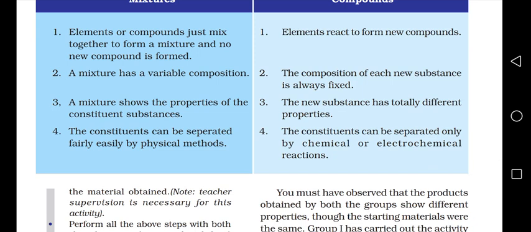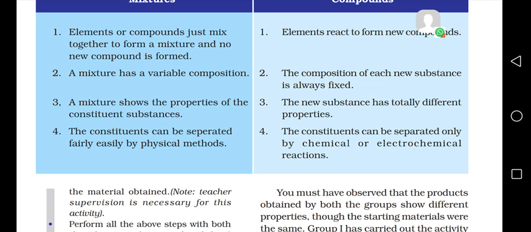Now third one, a mixture shows the properties of the constituent substances. A mixture shows the properties of whatever it is made of. But in the case of compounds, because a new substance is formed, the properties of that new substance will be different from that of the original substances. Okay, so next one, fourth one, the constituents can be separated fairly easily by physical methods.